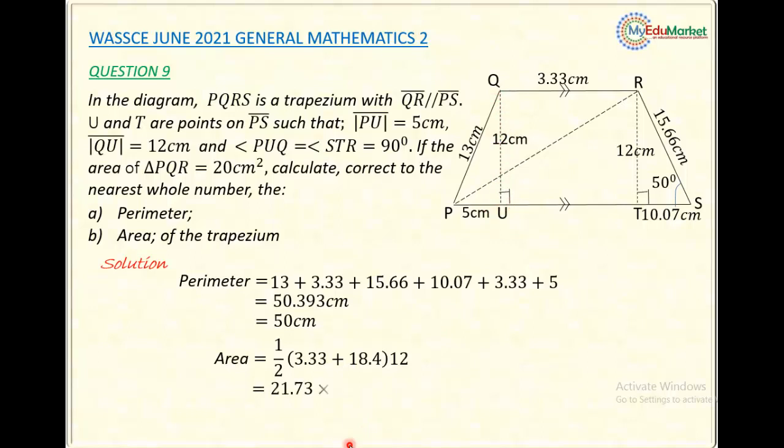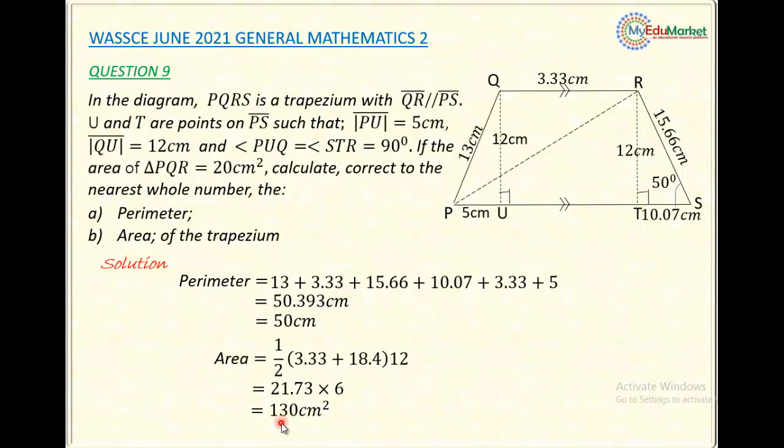So continue, we now have 21.73 times 6. The 2 into 12 is 6, and 21.73 is the addition of 3.33 and 18.4. So multiplying this correctly will give the answer 130 after approximating to the nearest whole number. So this will now be the area of the trapezium.